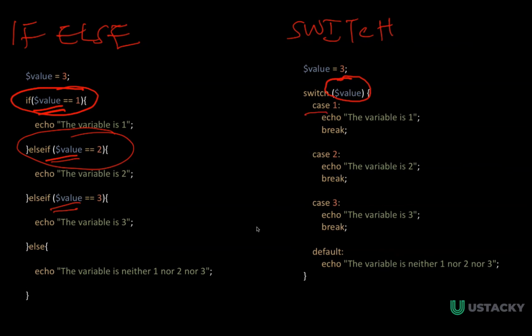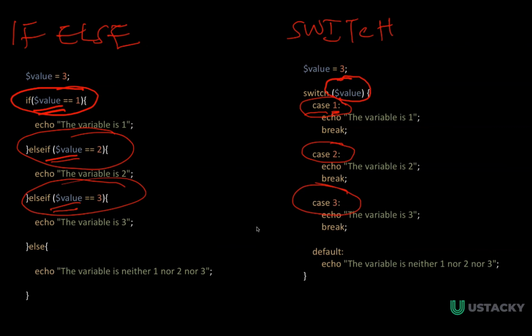You only write case and the value to compare with the reference. In this case, it is 1. So case 1 is similar to having something like if $value, it's same thing as 1. And here you have case 2, instead of having else if $value is same thing as 2. The same thing as case 3, instead of having else if $value is same thing as 3.